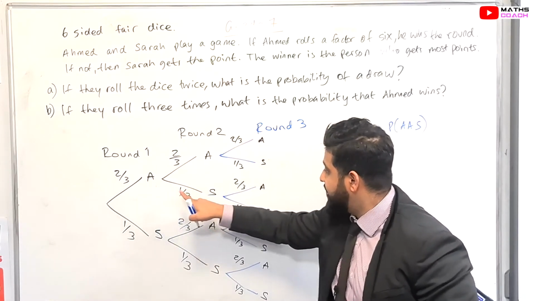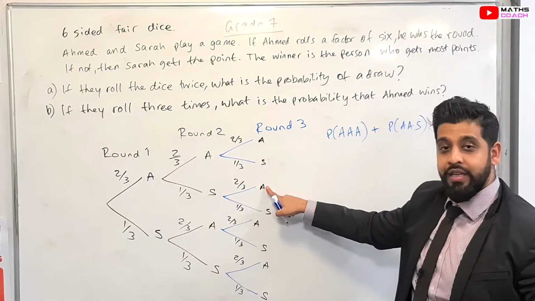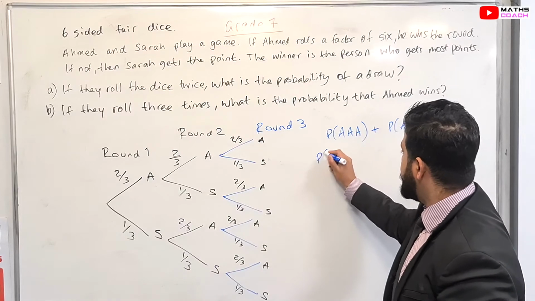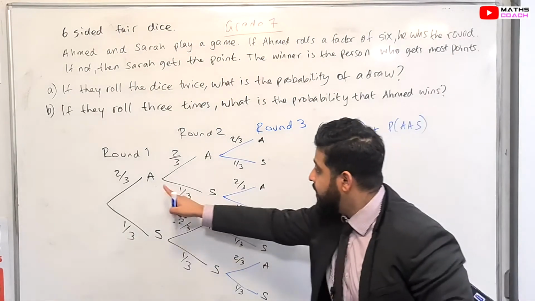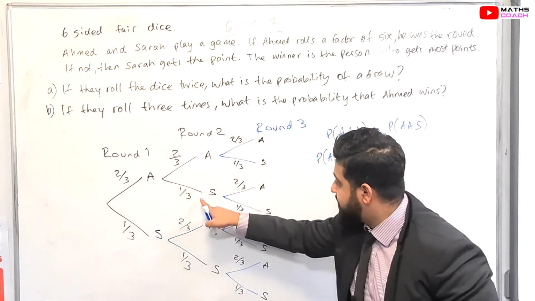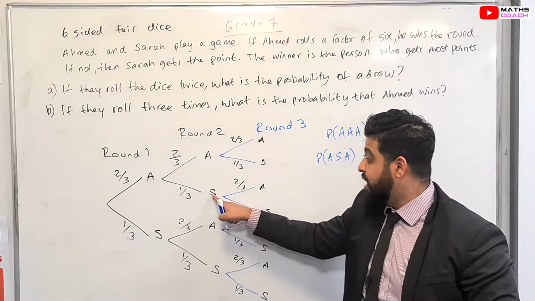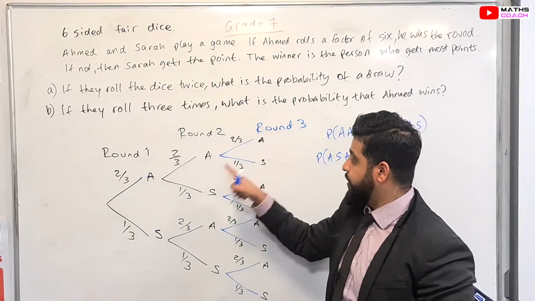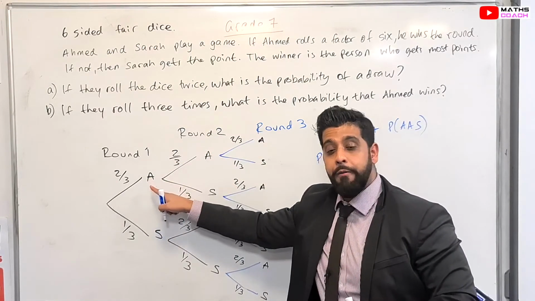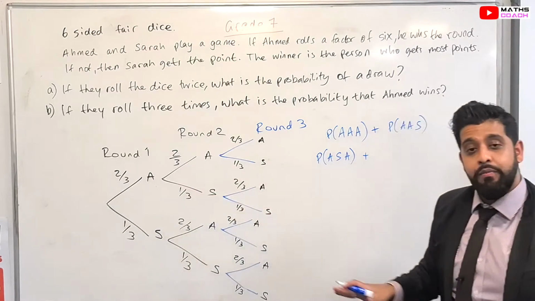Now let's have a look at this branch here. So, Ahmed winning, Sarah winning, and Ahmed winning again. Okay, so probability of Ahmed winning, then Sarah wins, and then Ahmed wins again. Or can we have the next one? So Ahmed, Sarah, and Sarah. This makes Sarah the winner because she wins 2 of the rounds out of the 3, where Ahmed only wins round 1. Okay, so that is not a viable option.